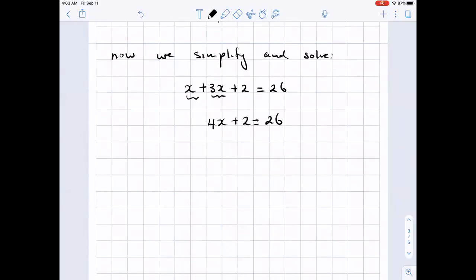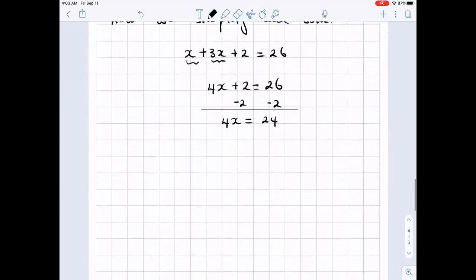We're solving for x, so we try to isolate the x, so we'll minus 2 first. And that leaves you with 4x is equal to 24. And then we divide both sides by 4 to leave x by itself. So x is equal to 6.